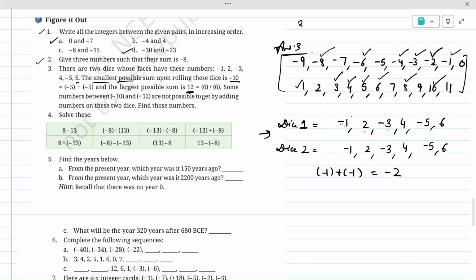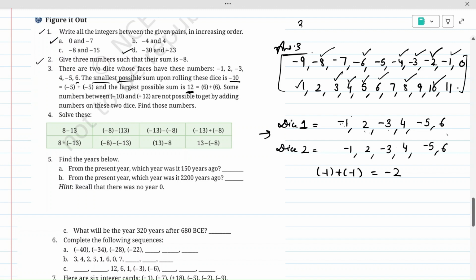6 minus 1 will give us 5. Covered. 6 plus 2 is 8. 6 minus 3 is 3. 6 plus 4 is 10. Done. Right? 6 minus 5 is 1. 6 plus 6 is 12. So that is also done already.